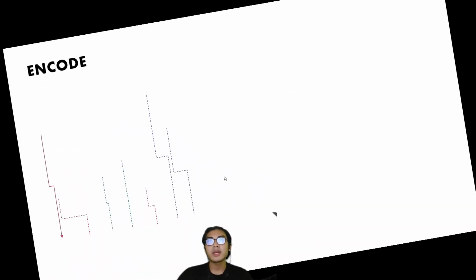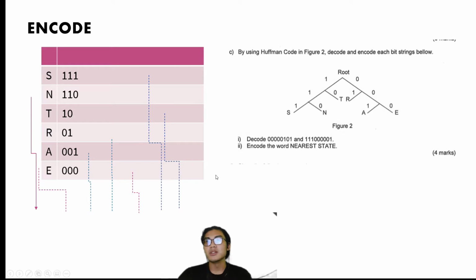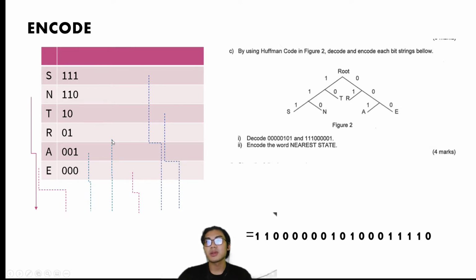Next is to encode the word "nearest state". As usual, you refer to the table you just made, and you can see N's binary number is 110, E is 00, A is 001, and so on, and you will get the answer.